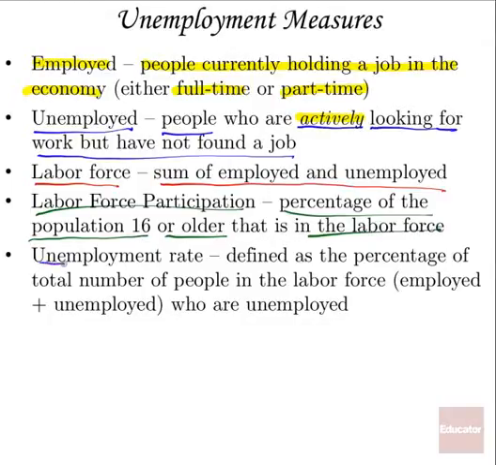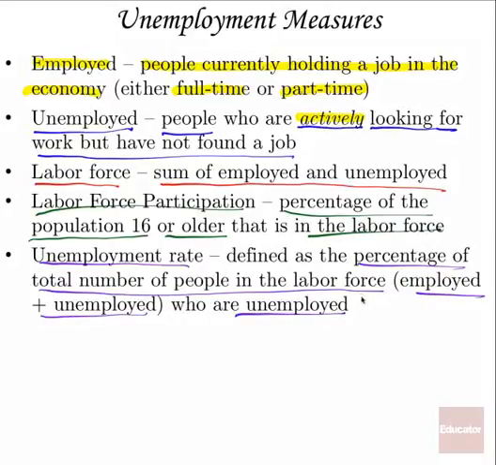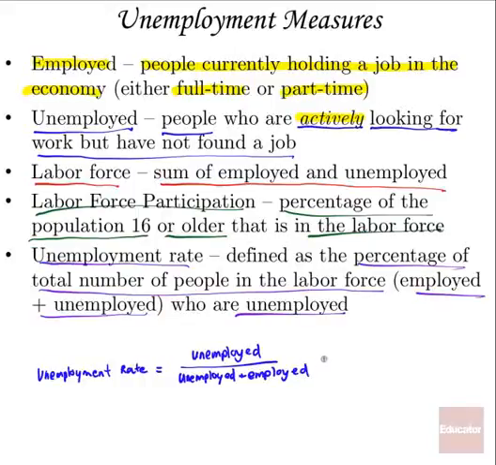And finally, the unemployment rate is defined as the percentage of the total number of people in the labor force who are unemployed. So there's basically two ways you can look at it here. The unemployment rate is going to equal the unemployed divided by the unemployed plus the employed. So you take that same number you put on the numerator, but you add the employed. And then you multiply that by 100 because you get a fraction, right? So you want to find the unemployment rate.